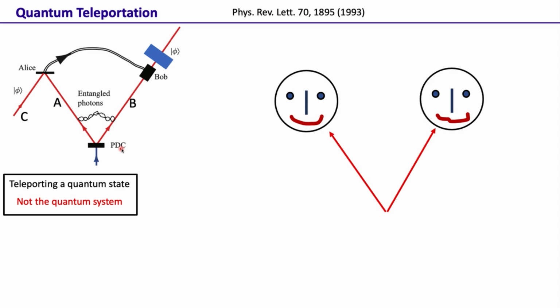The way to understand this is through this cartoon. Here we have, let's say, these two particles. We want to teleport a state, and let's compare the smile to the quantum state. And then what we do in teleportation is essentially just teleport this smile. So after teleportation, it has the exact same smile, and then we say the teleportation is complete.